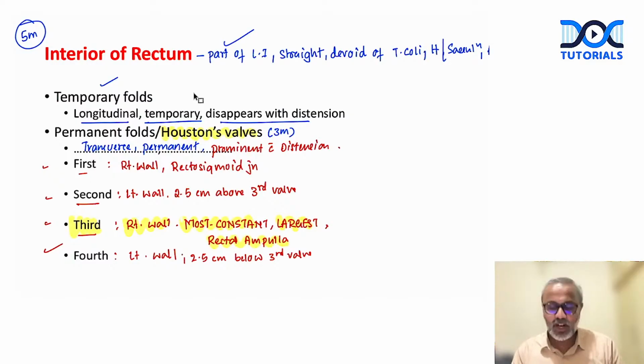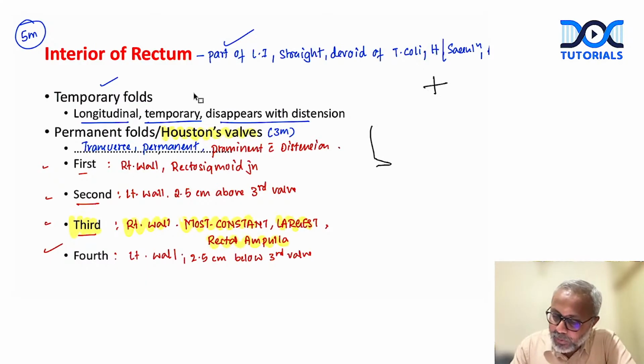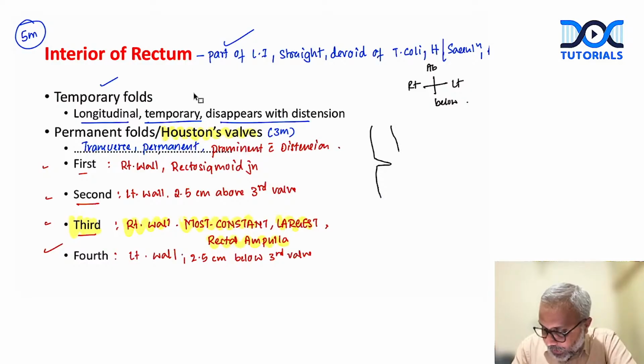So this is how we describe the interior of the rectum. Now, what is the diagram that we need to draw? Okay. Now, we can show a simple diagram here. So let's imagine this is the outline of the rectum that we are drawing. So first show the first valve arising from the right side. So remember, this is right, this is left, this is above, this is below. Right? Now, so draw the outline of the rectum.